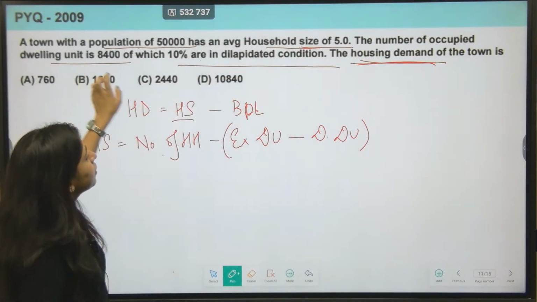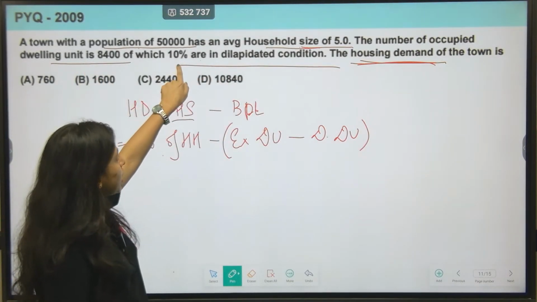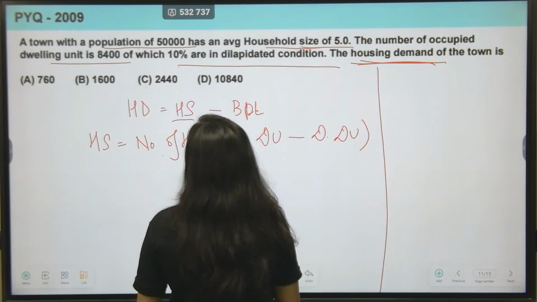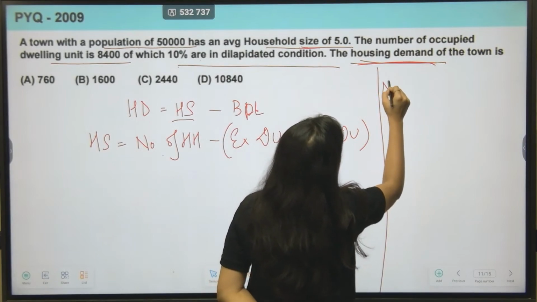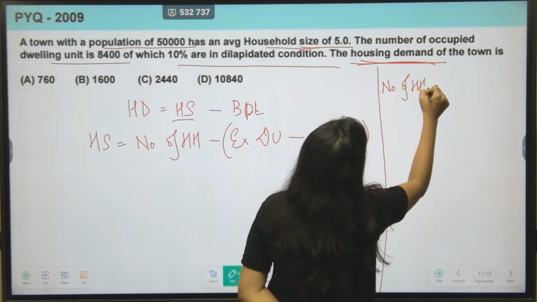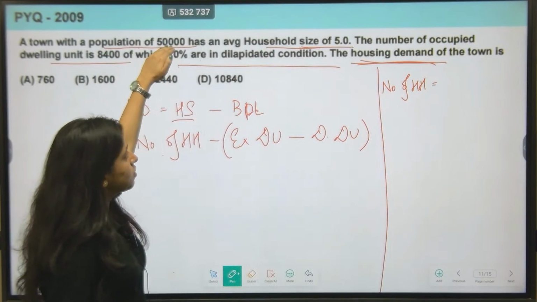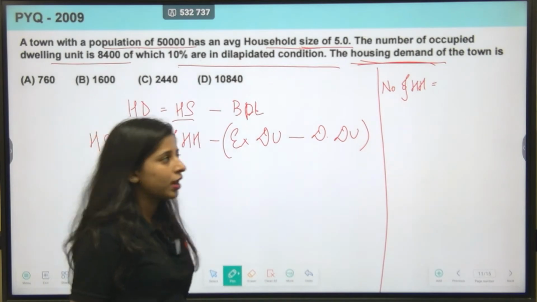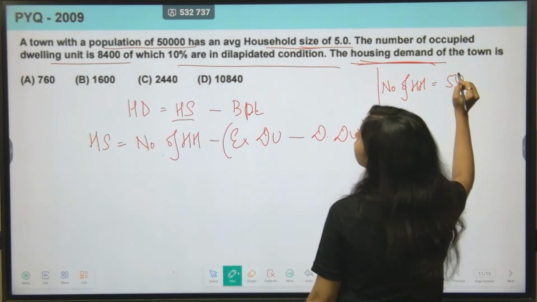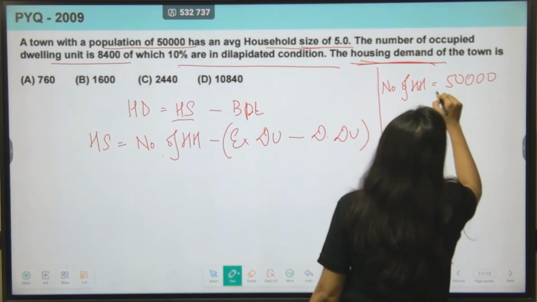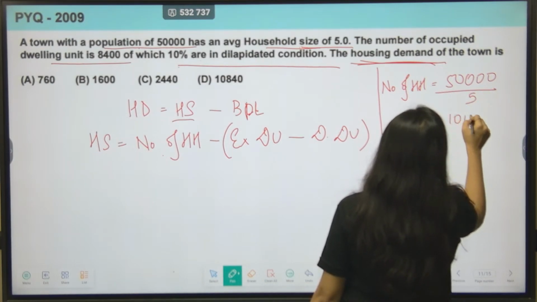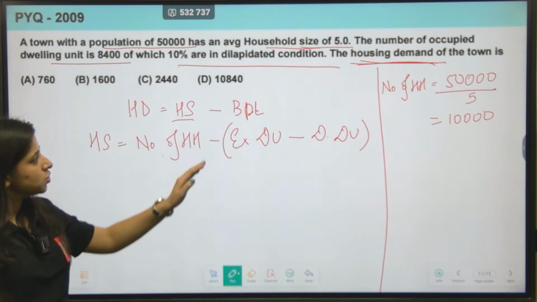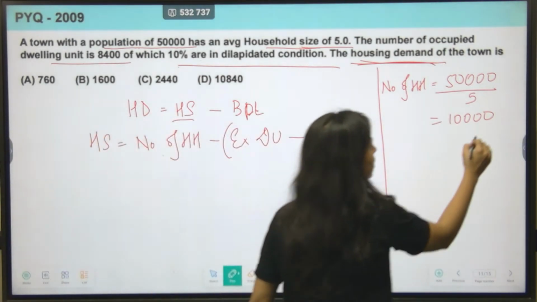Do we have existing dwelling unit? Yes, we have it. Do we have dilapidated dwelling unit? No, we don't have it, but we can calculate it. So let's do the calculations on this side first. First, let's find out the households. See, you have the population 50,000 and you have the household size. So if you divide the population by household size, you can directly get the number of households. So 50,000 divided by 5, that is 10,000. Okay? So the number of households is 10,000.